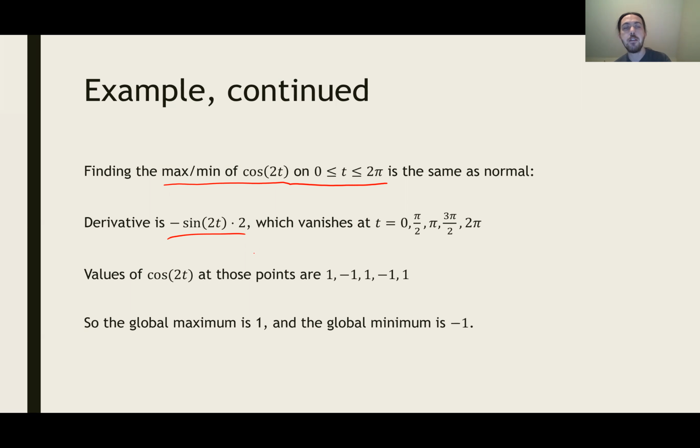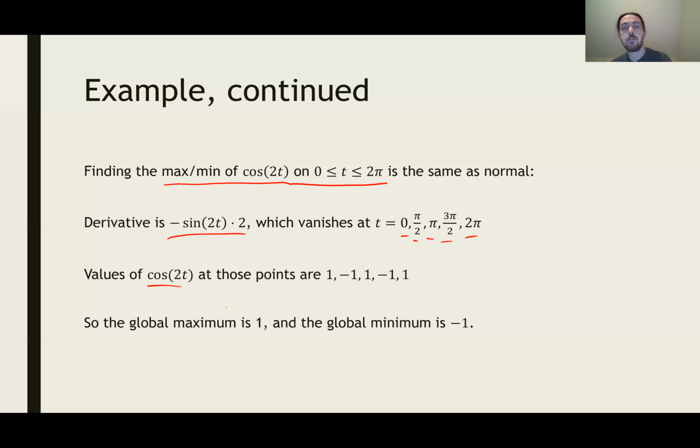We find its derivative, negative sine of 2t times 2 by the chain rule, and that vanishes. Sine vanishes at the multiples of pi, so 0, pi, 2 pi, 3 pi. So sine of 2t vanishes at half of those: 0, pi over 2, pi, 3 pi over 2, and 2 pi. Those are the places where the derivative vanishes. Those are our critical points.